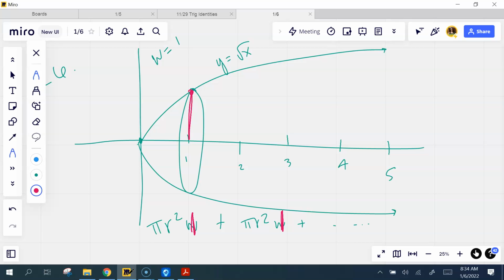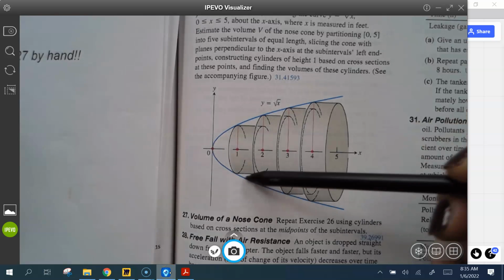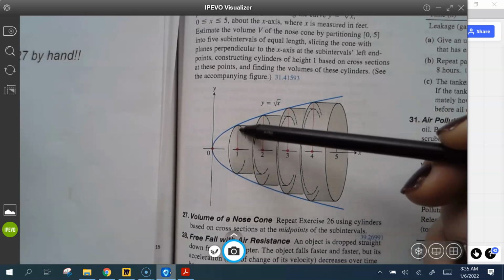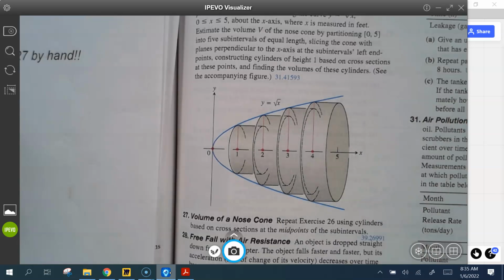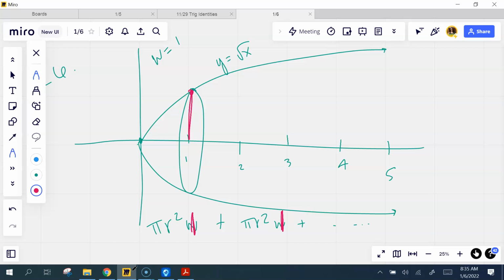Well, I'm not going to use the midpoints. I'm just going to use the 1. I'm going to draw it from here. So this cylinder, the radius is coming from the 1 here and going up. So I need this y value. So the square root of 1 is 1. So this point is 1, 1. This point would be 2, square root of 2, right? This point would be 3, square root of 3. This point would be 4, 2. And I don't need the 5 because I'm going left endpoint instead of right endpoint.